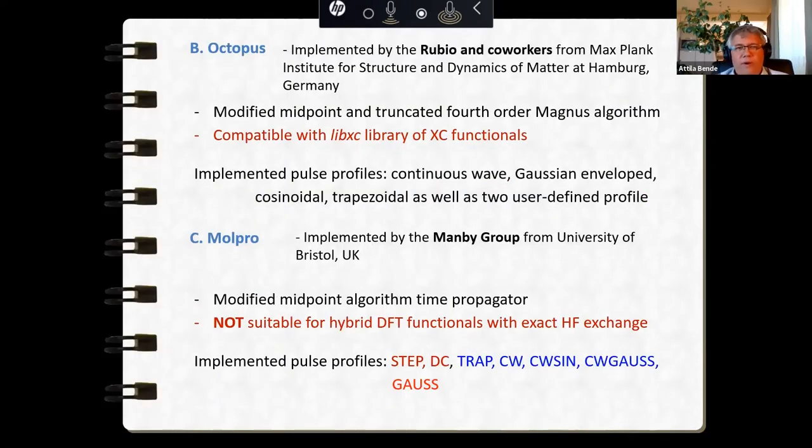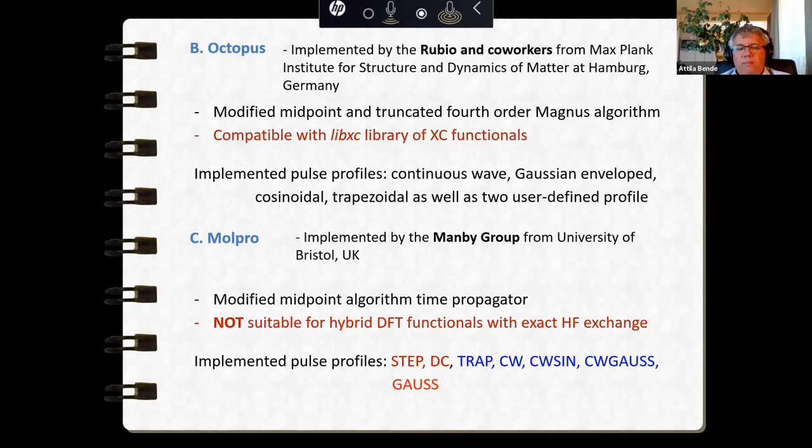Another very important software is Octopus, developed by Rubio and co-workers. Here, as the time propagator, the Magnus third order or fourth order operators are included, and it is also compatible with the libxc library for exchange correlation functionals. As well, they implemented many different pulse profiles, starting from the well-known continuous wave and Gaussian envelope, but also the so-called user-defined profile, which is very important when we have, for example, profiles which derive from high harmonic generation.